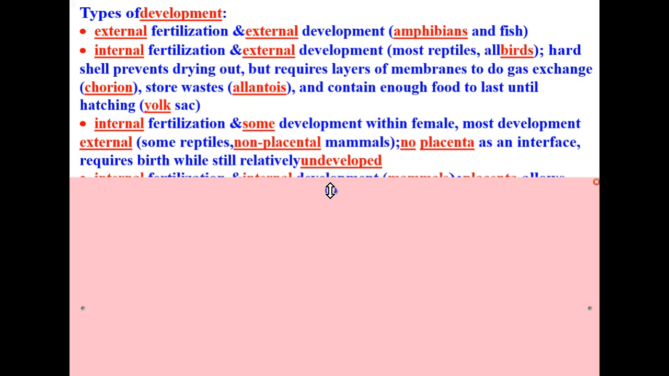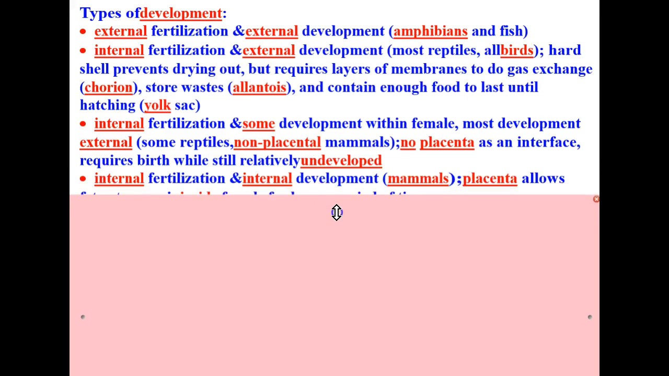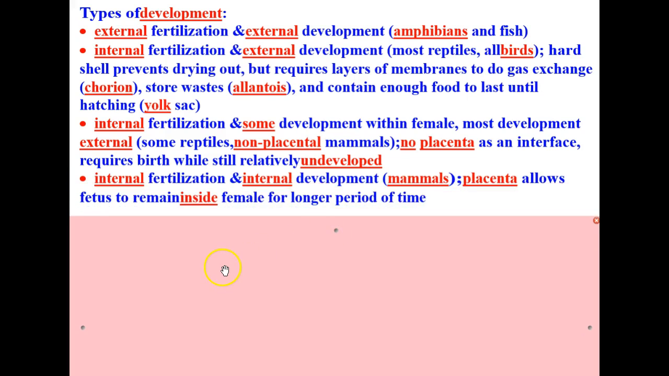Internal fertilization and some development within the female, but most development externally. Some reptiles do this, and non-placental mammals. There's no placenta as an interface, and it requires birth while still relatively undeveloped. Can you think of any organisms that perform this type of fertilization and development? And the last kind, of course, is internal fertilization and internal development. And that's, of course, what humans have, mammals. The placenta allows a fetus to remain inside the female for a longer period of time.